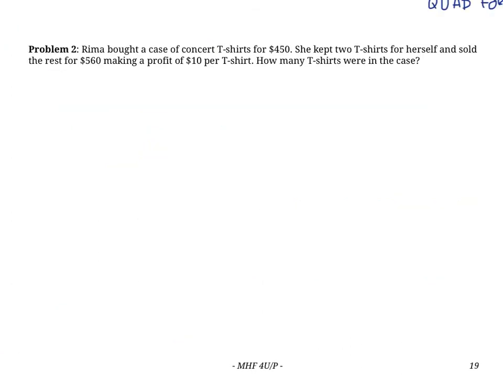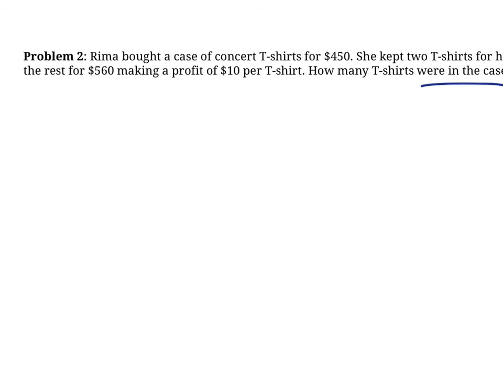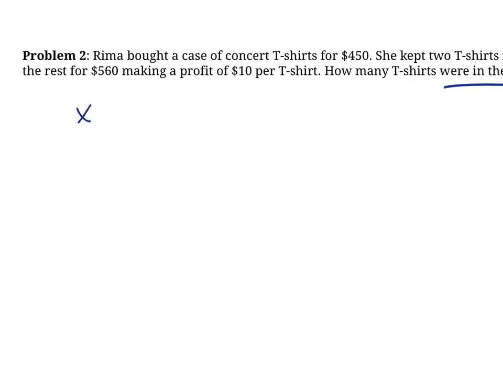So problem 2, hopefully you've given it a shot yourself. If not, pause, try it yourself. Now that you know how we solved the first problem, it's a similar process for this one. So the first step in a problem like this is to define some variables, right? We want to know how many shirts were in the case, so a good variable might be X, and we can call that the number of shirts in the case.